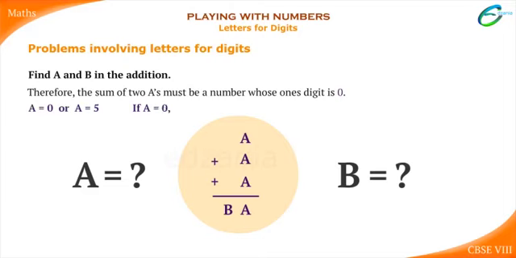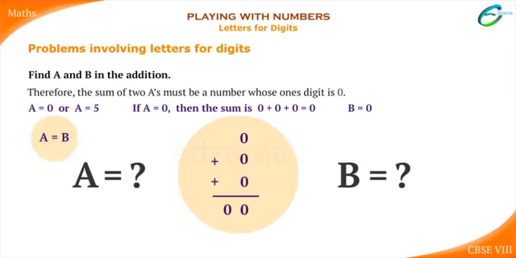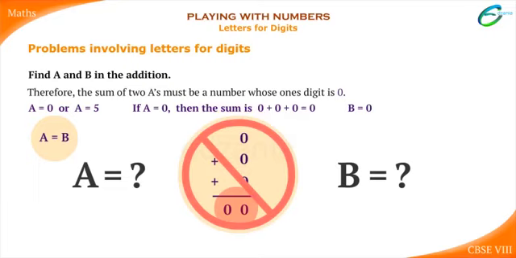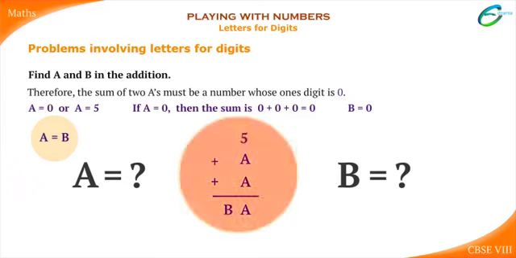If A is equal to 0, then the sum is 0 plus 0 plus 0 equals 0, which makes B equal to 0 too. We do not want this, as it makes A equal to B and then the tens digit, or B, too becomes 0. So we reject this possibility. So A is equal to 5. Therefore, the puzzle is solved as shown here. So the value of A is 5 and the value of B is 1.